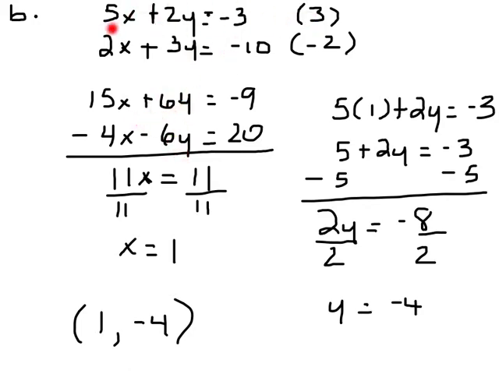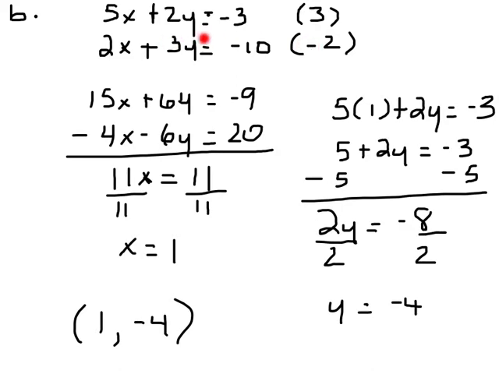When I do that, 3 times 5 is 15, 3 times 2 is 6, 3 times negative 3 is negative 9. Negative 2 times 2 is negative 4x, negative 2 times 3 is negative 6y, and negative 2 times negative 10 is 20. Then I'm going to add those. These are eliminated. 15 minus 4 is 11x equals 20 minus 9 is 11. So x is equal to 1.